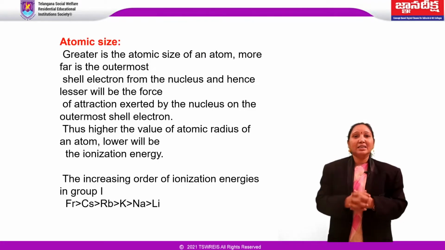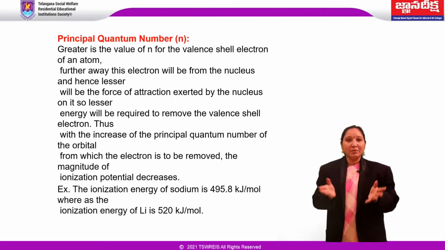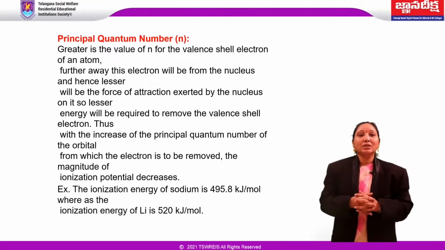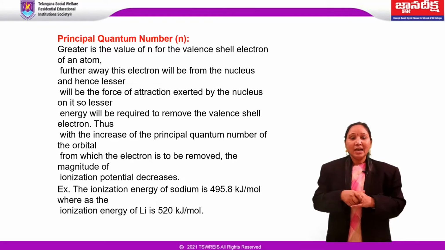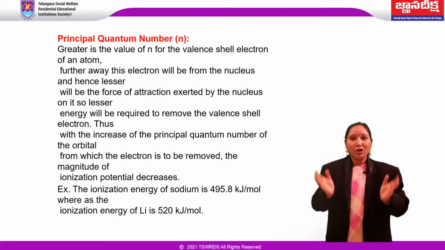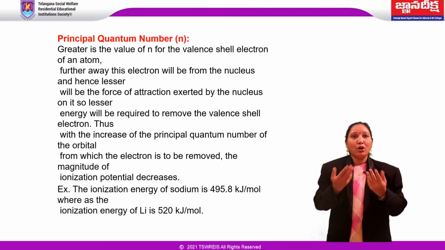The next factor is the principal quantum number. It was given by Niels Bohr and is denoted by n. From this quantum number, we know that as the n value increases, the size of the atom also increases. That means the number of orbits added also increases.